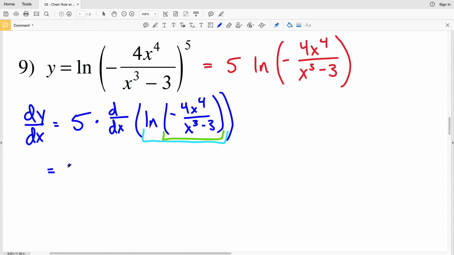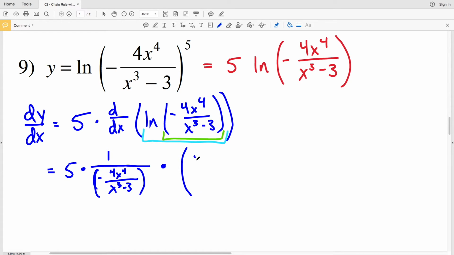So for our derivative, we're going to have 5 times, utilizing the definition of the derivative of ln, that's going to be 1 over that inside function of negative 4x to the fourth all over x cubed minus 3. And then that will get multiplied by the derivative of that innermost function, which we're going to need to use the quotient rule. Low d high minus high d low all over low low.